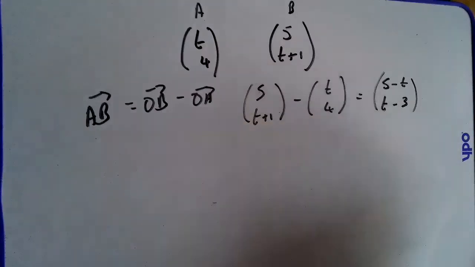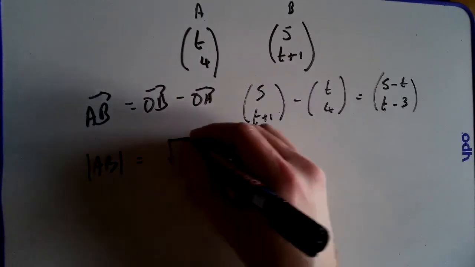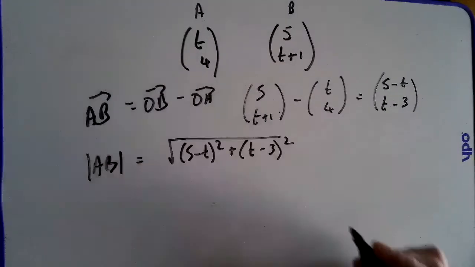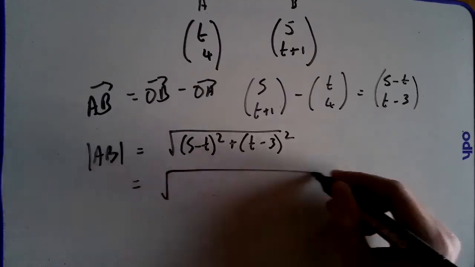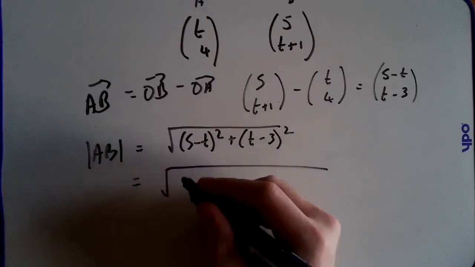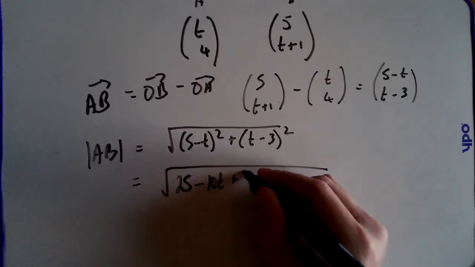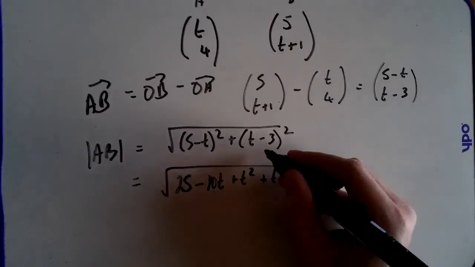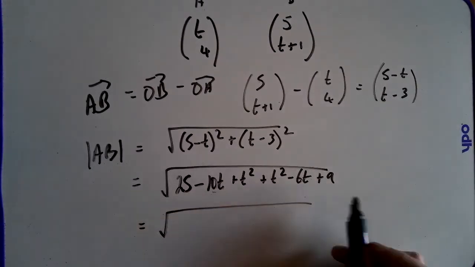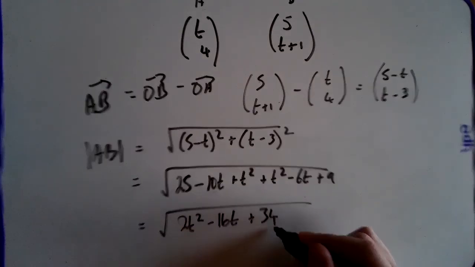1 take away 4 is minus 3. Then to get the distance, that's when we square root each term squared and add it together. So that, now let's just simplify that. So again, you can times these out this side, you can use the binomial quickly in your head. So 25 minus 5 times t times 2, so 10t plus t squared minus 6t plus 9, which gives us 2t squared minus 16t plus 34.